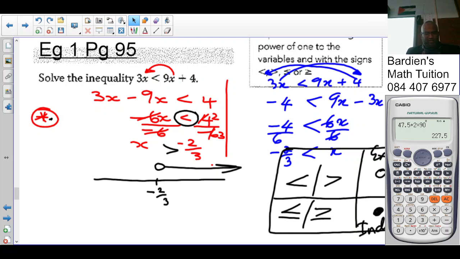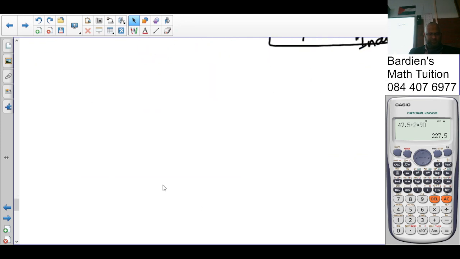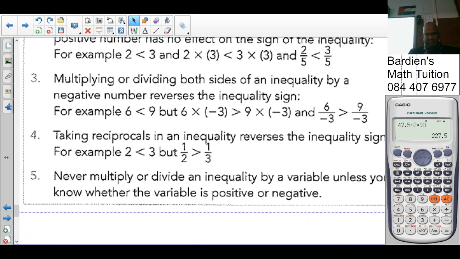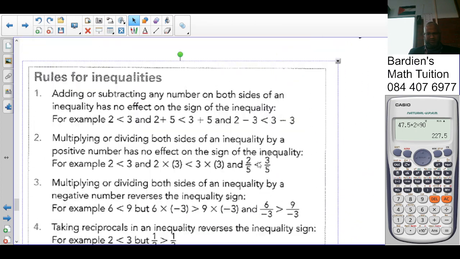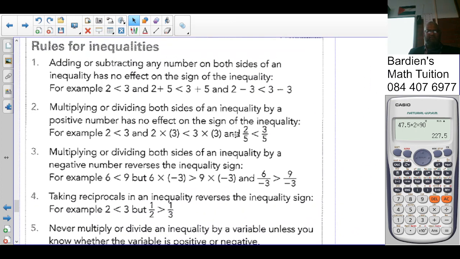The rules of inequalities, very important here. We're going to go through them now quickly. You can rewrite this in your books as part of your homework. It's very important, okay? Learners always get confused with these rules. And this is on page 97.